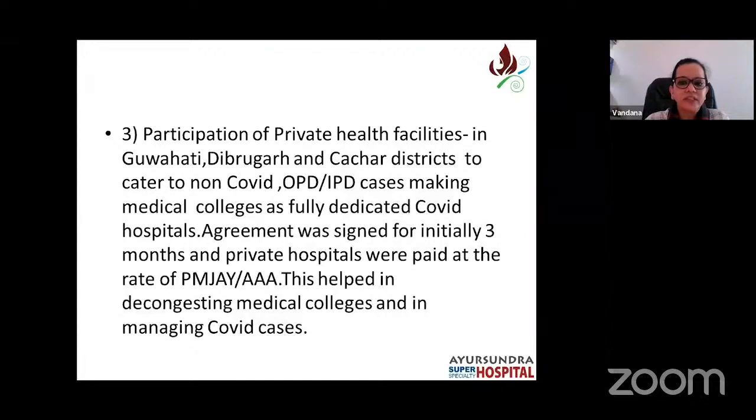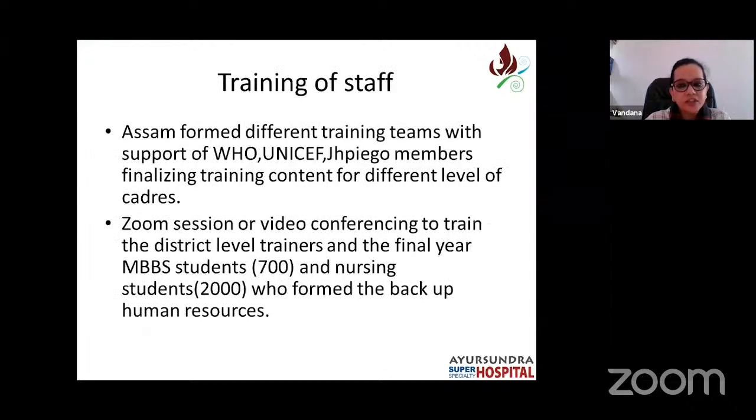Participation from the private health facilities was also sought, and in Guwahati, Dibrugarh and Cachar districts, they were asked to cater to the non-COVID OPD and IPD patients. The next strategy was training of the staff in the clinical management of COVID disease, done at different levels with help from the WHO and UNICEF members. To maintain social distancing, Zoom sessions and video conferencing were used to train the trainers at the district level. Also, to reinforce the manpower, final year MBBS students and nursing students were recruited.